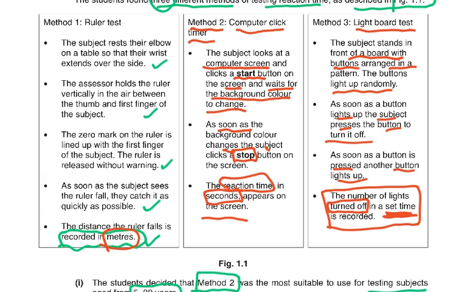And in the good things, the computer click timer, the subject looks at a screen, clicks a start button on the screen, and then waits for the background color to change. As soon as the background color changes, the subject clicks a stop button on the screen. And the reaction time in seconds appears on the screen. So everything is very automated, there's not much human intervention that has to be done. Somebody holding the ruler and then letting the ruler fall and then somebody catching it. Here we have a board. So you have to think of the goods and bads of each of them and then come up with, okay, what's good about method 2.